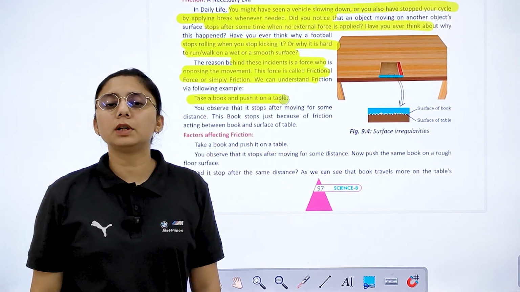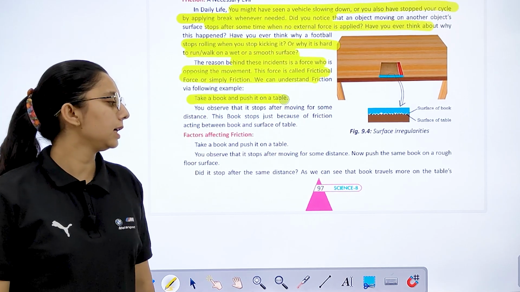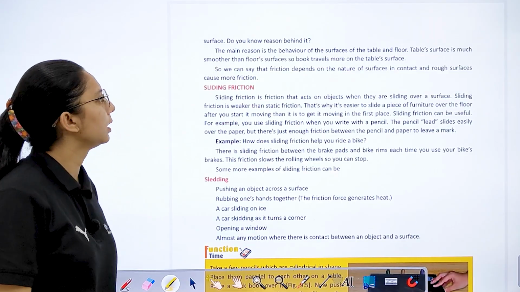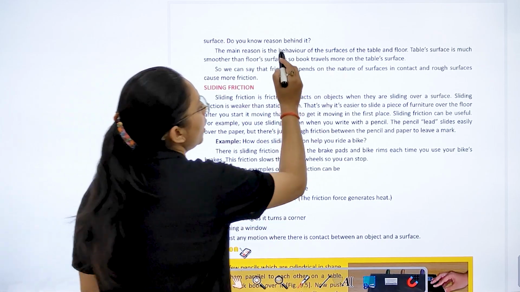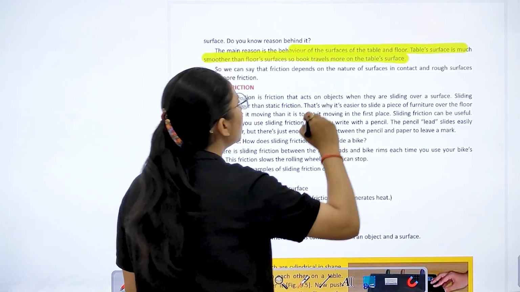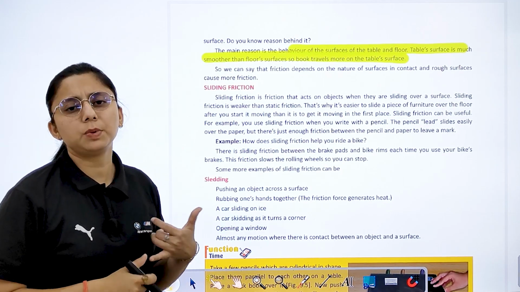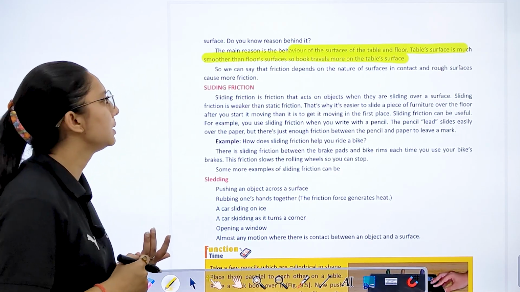Now I will tell you about the different factors that affect friction. Like you can see a book that travels. The main reason is the behavior of the surface of the table, and the table surface is much smoother than the floor surface. So the book travels more on the table surface. Where does the book travel more? On the table surface.